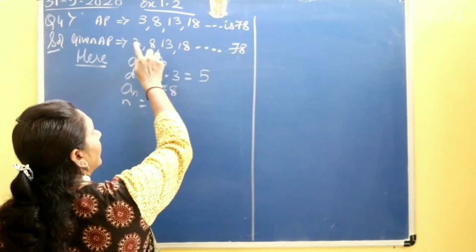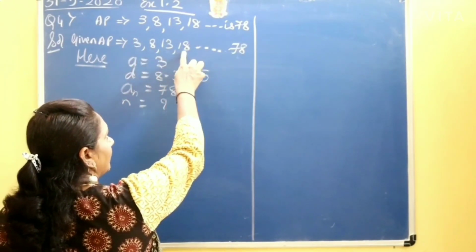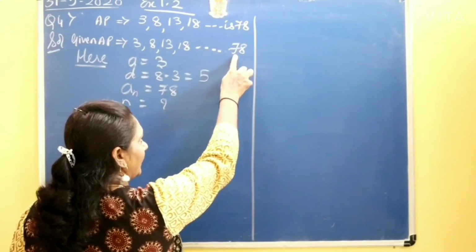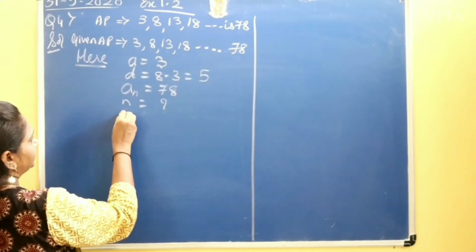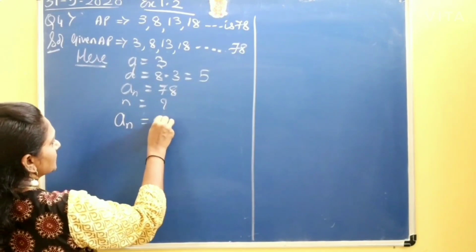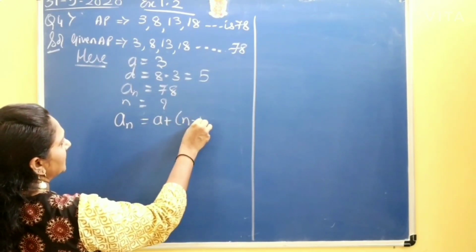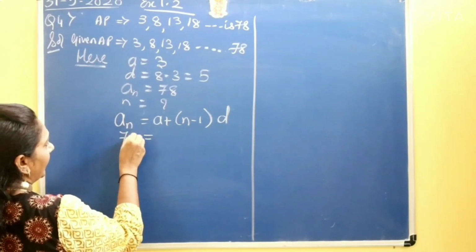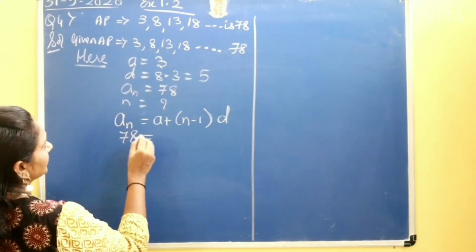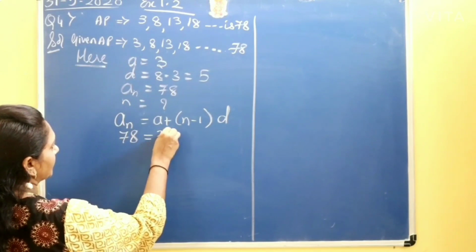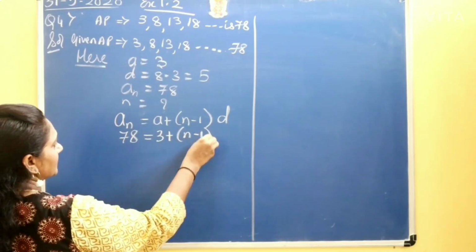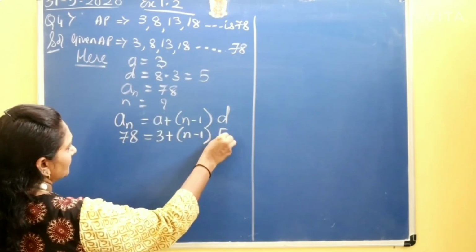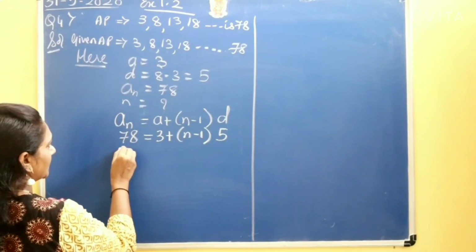This is our AN, after A1, A2, A3, A4 and so on till AN. AN is equal to A plus N minus 1 into D. We have AN value as 78. Substitute the value of A, that is 3. Keep N minus 1 as it is. Substitute the value of D, that is 5.